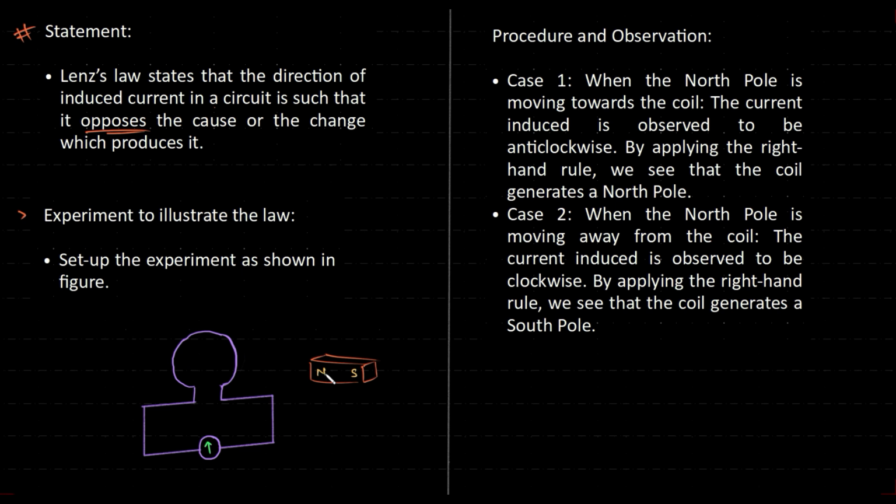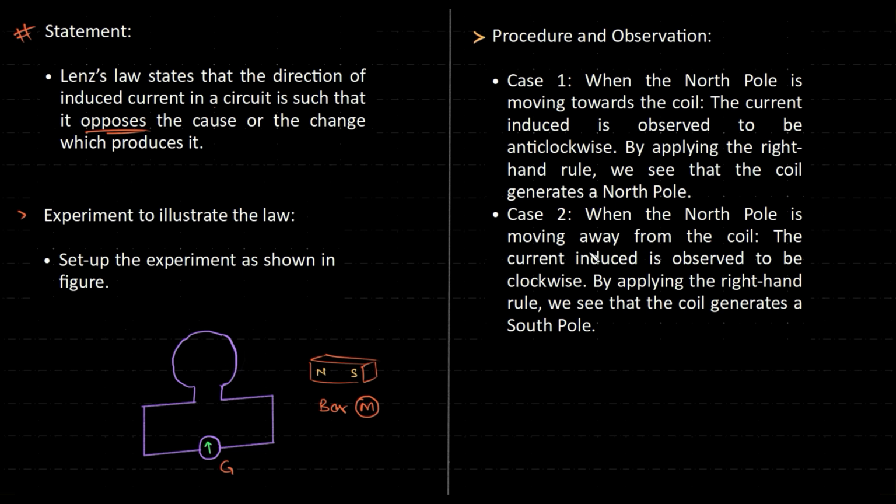So this is a setup. Set up the experiment as shown in the figure. You have your galvanometer, you have your magnet, right? Bar magnet, that's your setup, simple one. Procedure. When the north pole is moving towards the coil, the current induced is observed to be anticlockwise. By applying the right hand rule, we see that the coil generates a north pole. So we are looking at the current and then deciding on if this phase is north or south.